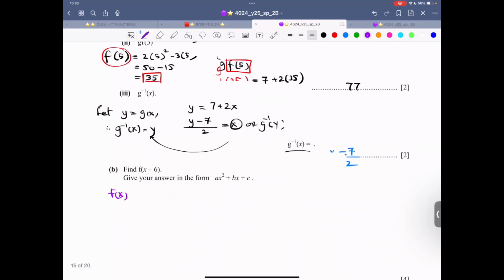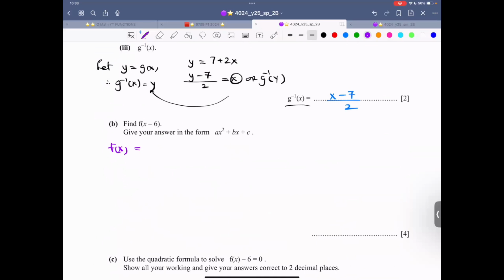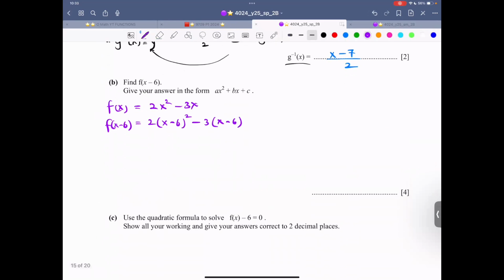f(x) is 2x squared minus 3x. That is 2x squared minus 3x. I can write this as 2f(x minus 6), that is 2(x minus 6) whole squared minus 3 times (x minus 6). Let me also write this like a normal f. All good? So basically, wherever there is x squared and x, there is x squared and x.